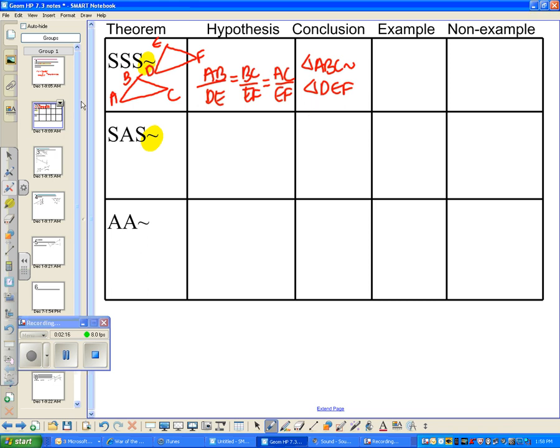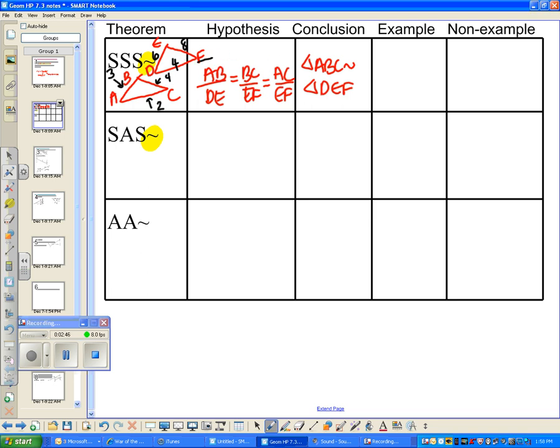Okay, and I wrote my proportional sides like this. I could have done numbers. So let's say, for example, these side lengths are 2, 3, and 4, and these ones were 6, 8, and 4. You can see, all I'm doing is doubling each side. 3 times 2 is 6, 4 times 2 is 8, 2 times 2 is 4, so they are proportional.